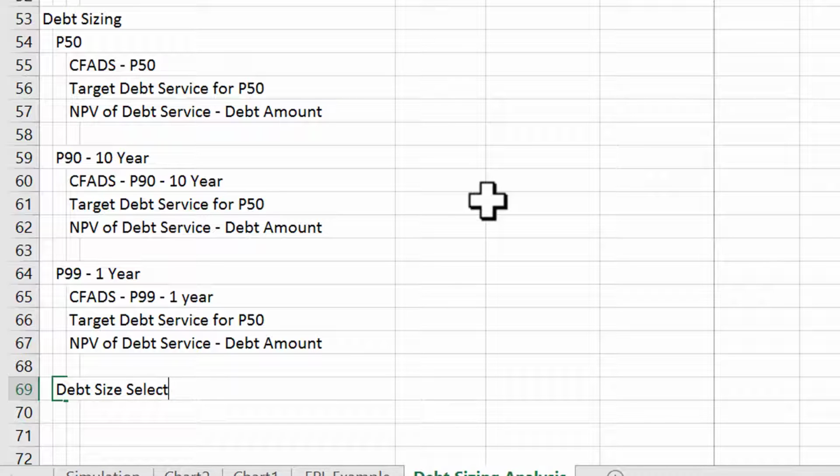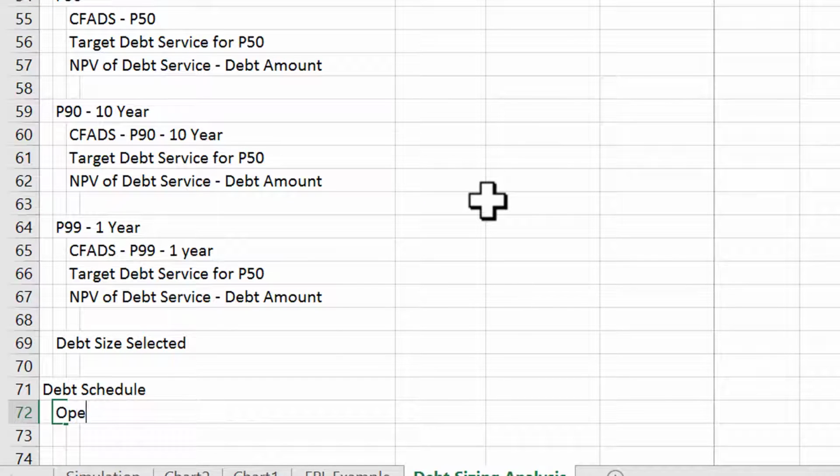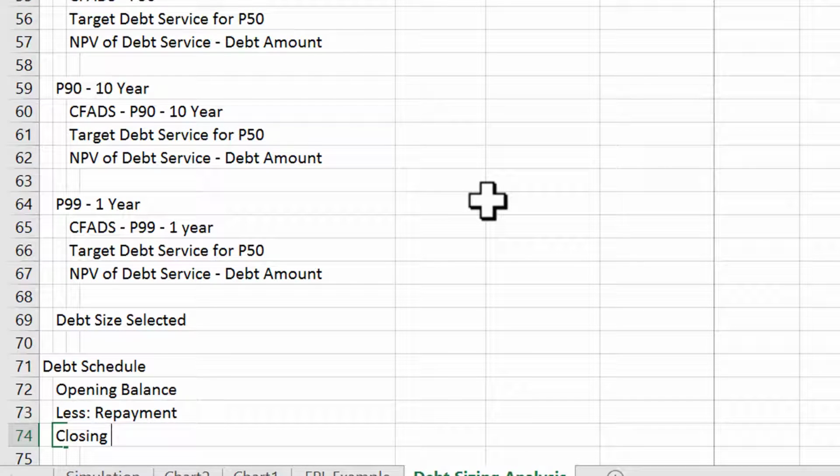Then we put debt size selected, and we take the minimum of all of these. And then we can put our debt schedule. Of course, we'll put an opening balance, less the repayment, and a closing balance. And then an interest rate.